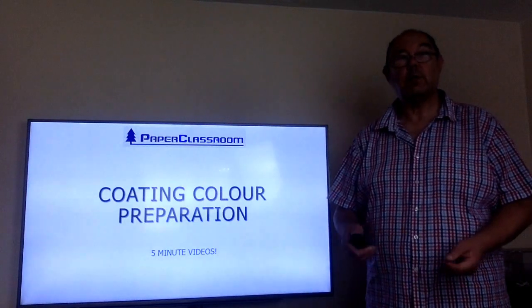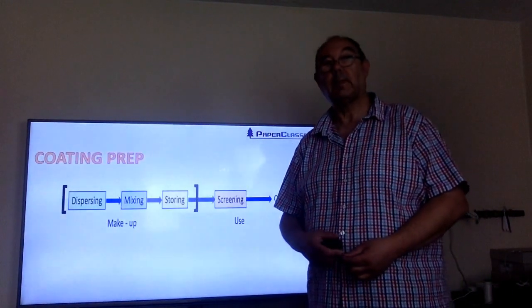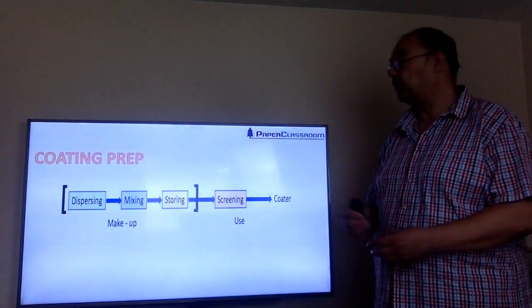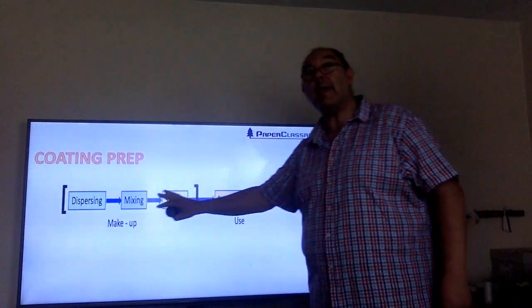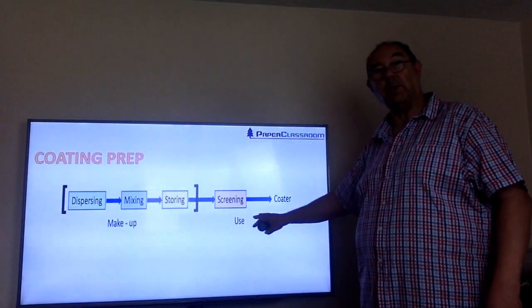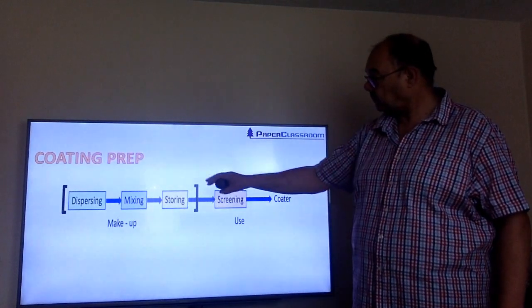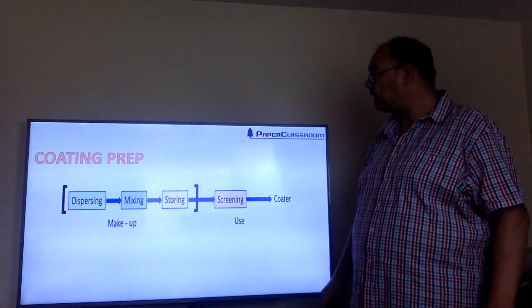Today we're talking about coating colour preparation. So this is the schematic for the preparation. We've got the makeup of the coating colour and the use of the coating colour. Makeup consists of 3 stages.